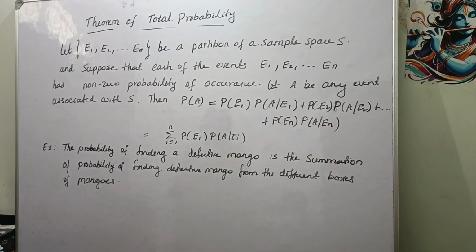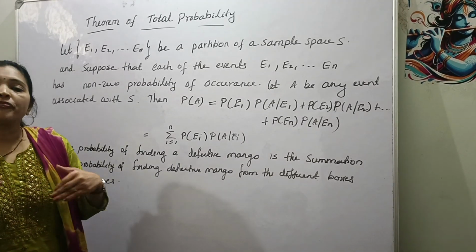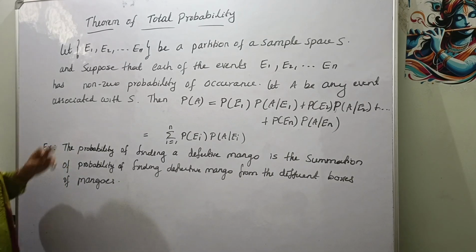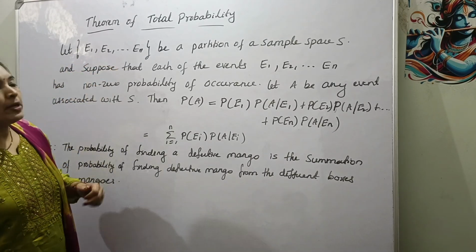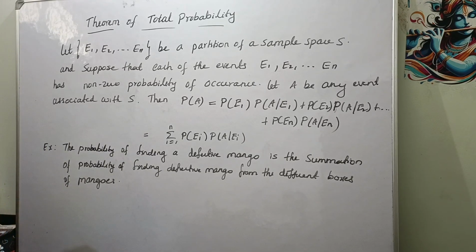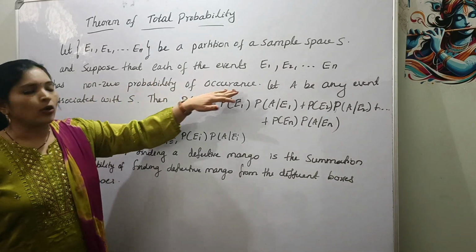Next is the theorem of total probability. It is the foundation of Bayes theorem. Now let's see what the total probability theorem says. Let E1, E2, etc., En be a partition of the sample space S, and suppose that each of the events E1, E2, etc., En has non-zero probability of occurrence.